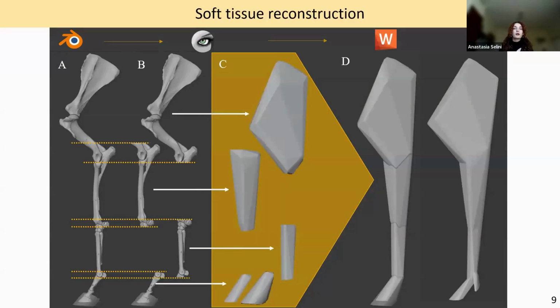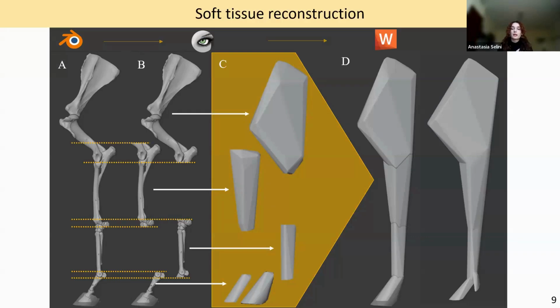So we needed to create soft tissue reconstructions in order to calculate the inertial properties of the limbs. First, we mounted the limbs in the mid stance, and then we segmented them based on the muscle insertions on the bones. Then we created convex hull models of each segment, which is the smallest convex shape that includes the osteological segment, and then we merged them all together again.